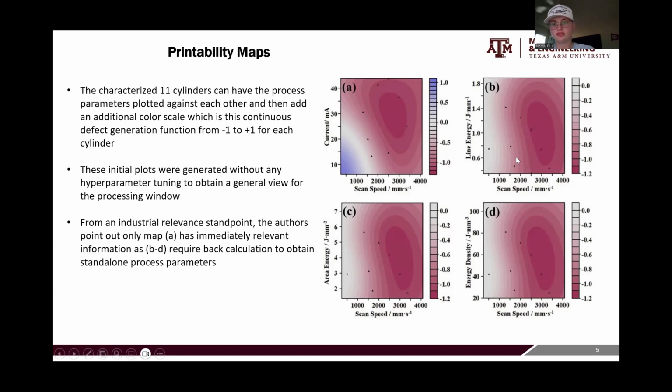And now they showed this for many different parameters: line energy, area energy, energy density versus scan speed. But the authors point out that for industrial relevancy, if you were to hand one of these maps to an additive manufacturing machine operator, the most powerful one would be map A, because these are direct process parameters and you can simply pick a point on the graph, extract those parameters, throw them into your machine and start printing. Whereas if you provide them B through D, there is some back calculation required to go from a line energy or an area energy to a beam current. So they're going to be focusing on figure A.